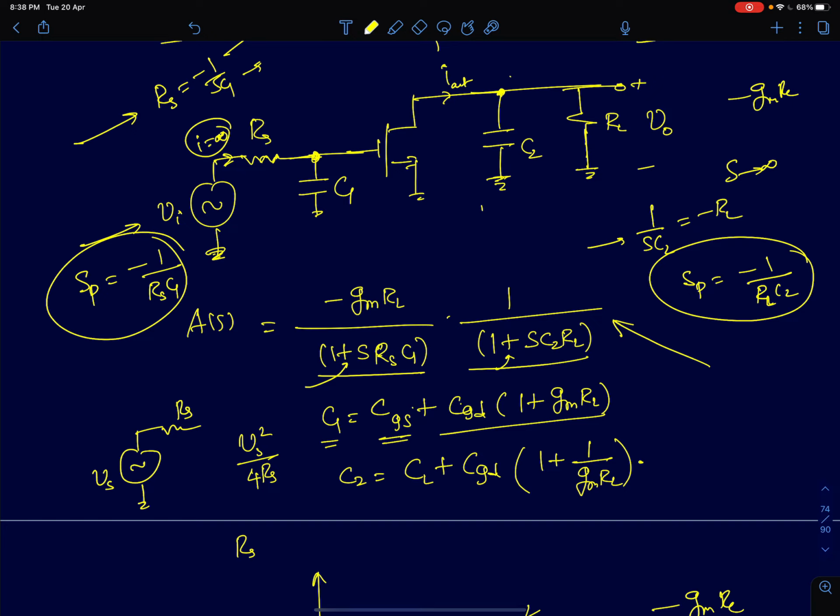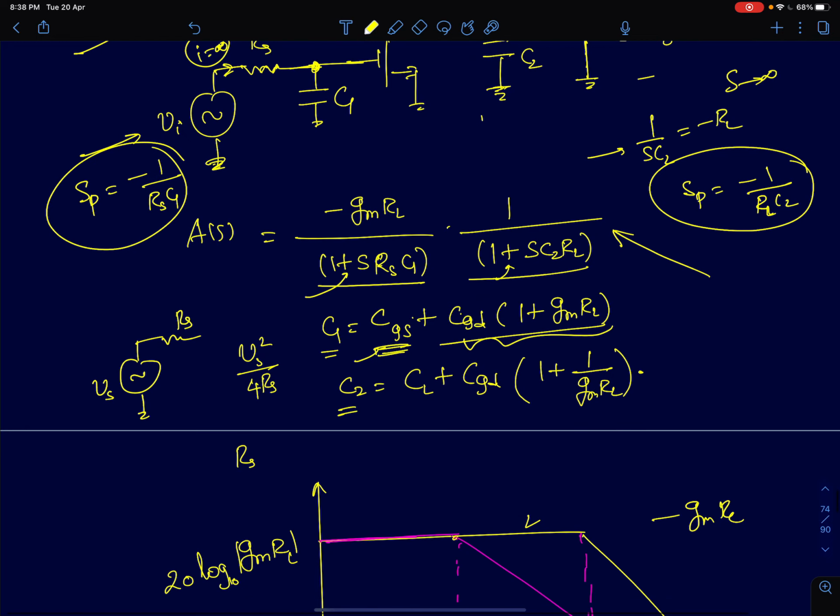Now the value of C1 includes the gate to source capacitance of the device, the CGS, plus the Miller reflected capacitance due to CGD, so CGD into 1 plus gmRL. The value of C2, on the other hand, will include the load capacitance that comes with the load, plus the gate to drain capacitance from Miller's theorem. So this will be CGD into 1 plus 1 by gmRL, the Miller capacitance, the reflected capacitance seen at the output node. I can also include CDB, the drain to bulk capacitance here, but I can absorb all of that into the load capacitance and simply call it CL.